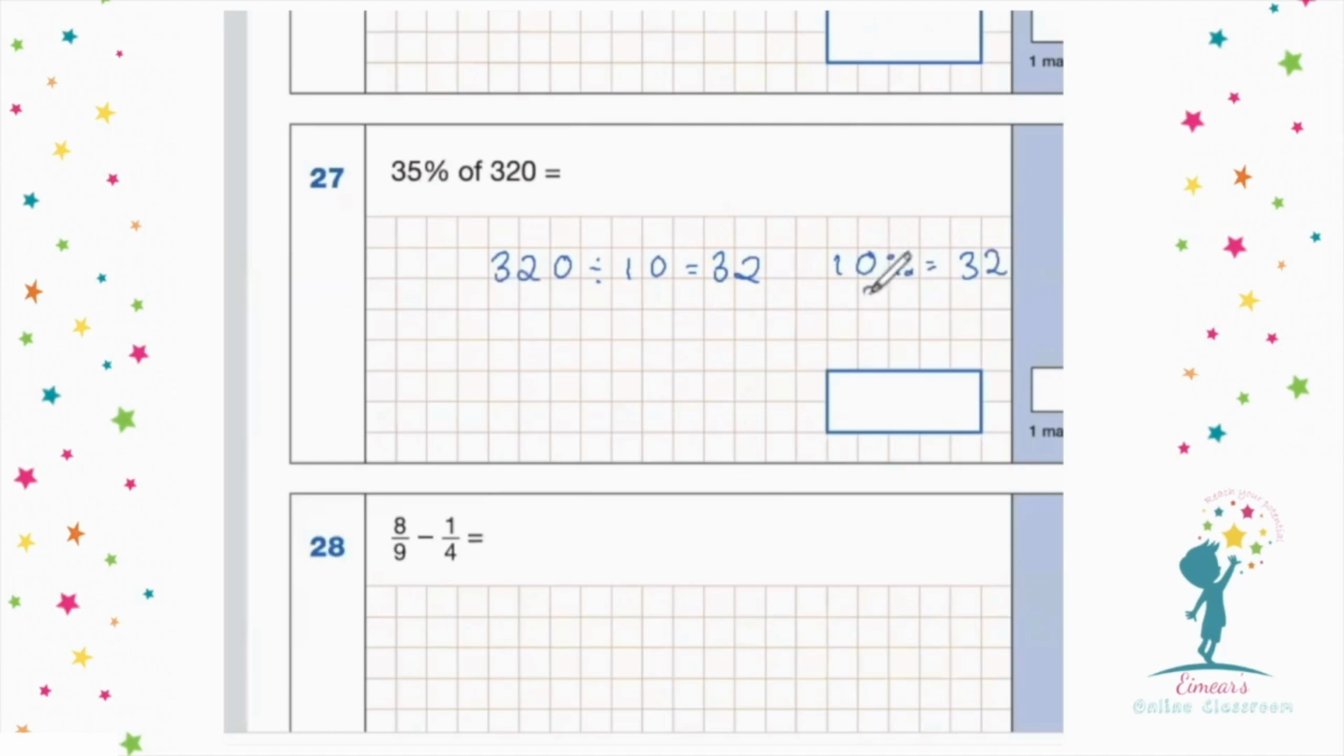So 5% equals half of 30 is 15. Half of 2 is 1. 15 plus 1 is 16. So it's 16. But we need this multiplied by 3.